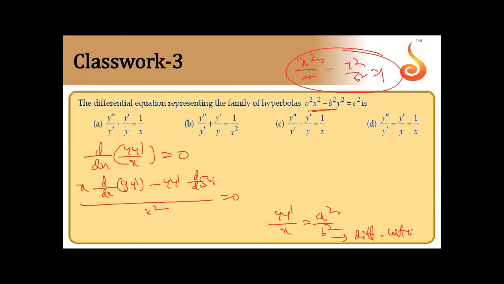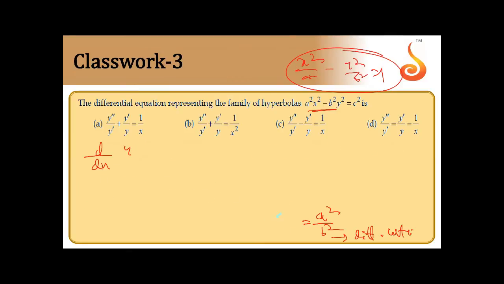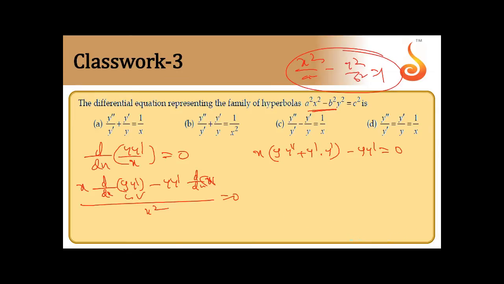Now you cross multiply, and it becomes 0 only. x into, applying the u v rule inside, y into the derivative of y dash, which is y double dash, plus y dash into again the derivative of y, which is y dash, minus y dash equal to 0, because the derivative of x is 1 only. So the differentiation of x is 1, so y dash comes only. Now let us simplify further. We get x y double dash plus y dash square equal to y dash.